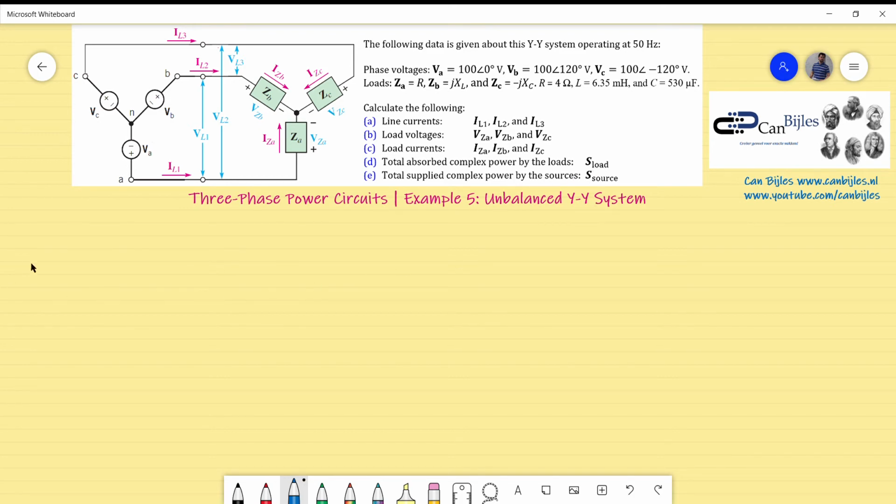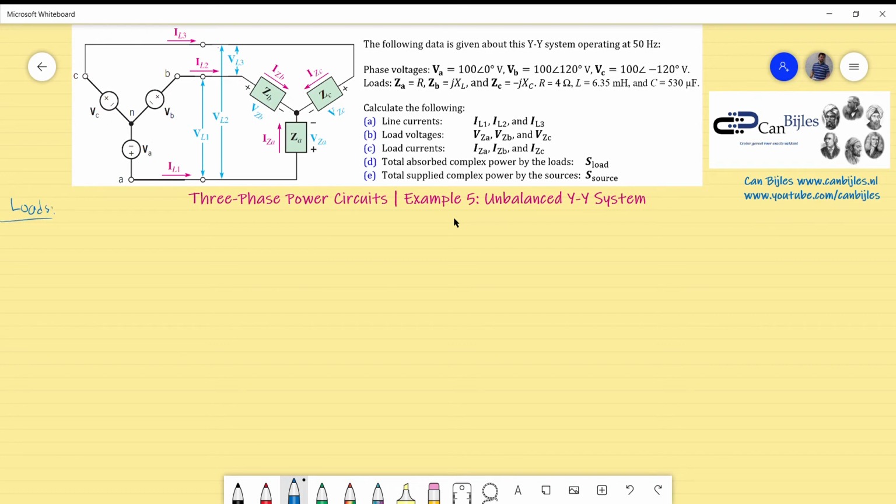Okay, let's first move on with the calculation of the load, because we don't know much about the load itself. We know only ZA, but we don't know the values of ZB and ZC in complex notation. We only have the formula. So let's first do the load, and then we can carry out the rest of the calculation.